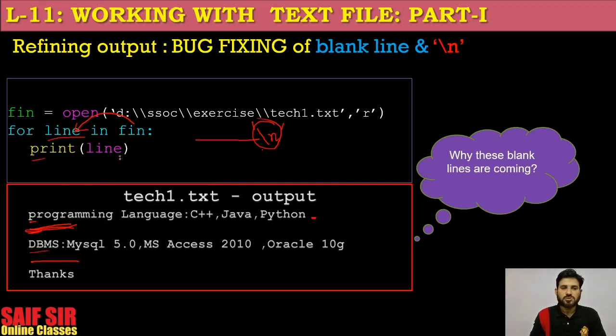Actually, the cursor is moving to the third line because every print statement has one named parameter called end. Whenever you do not specify it, its default value is \n. So because of \n, that means one more enter, your control goes to the next line.